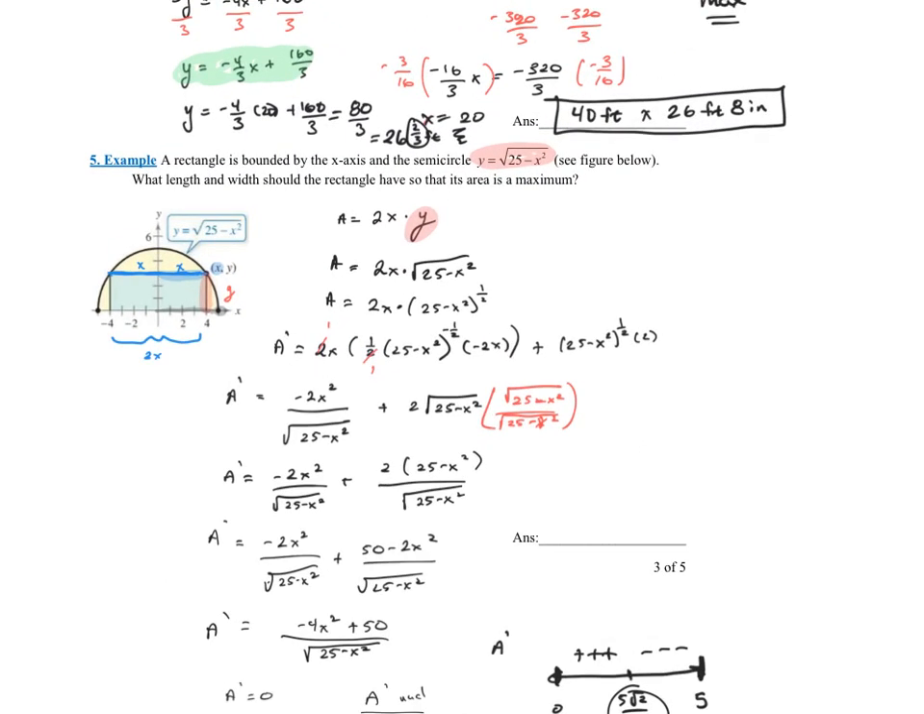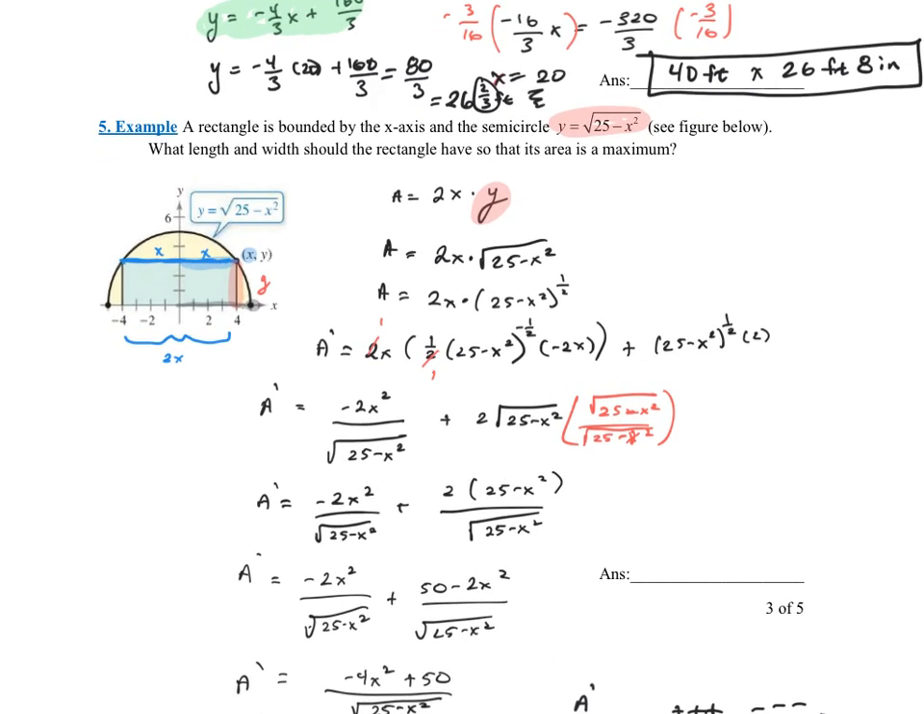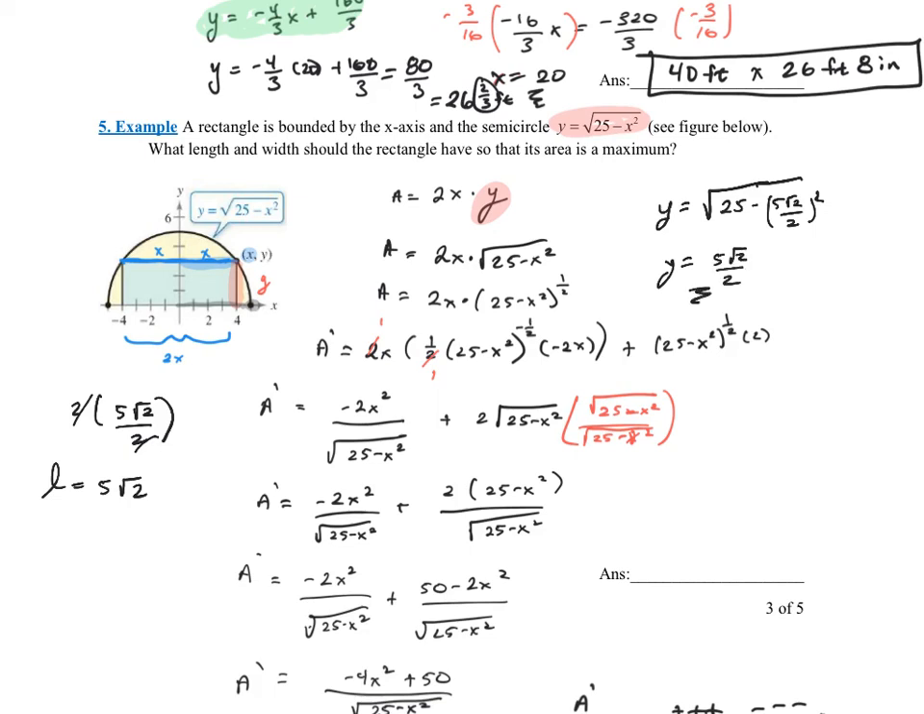It said, what length and width should we have so that the area is maximum? Well, remember, the length of it was 2x, so that should be 2 times 5 root 2 over 2, which would simply be 5 root 2. That should be my length. And my width was y, and again, we know that y is the square root of 25 minus x squared, which was 5 root 2 over 2 squared. Go ahead and plug that into your calculator. I'm actually getting 5 root 2 over 2 for my y value as well.